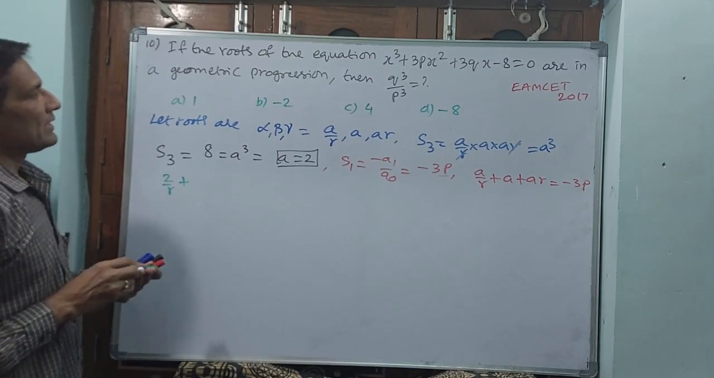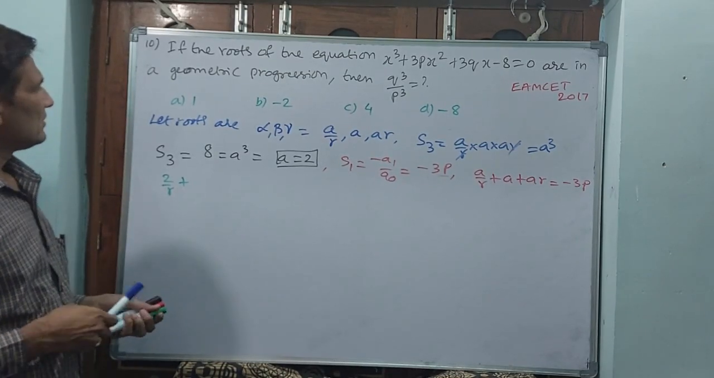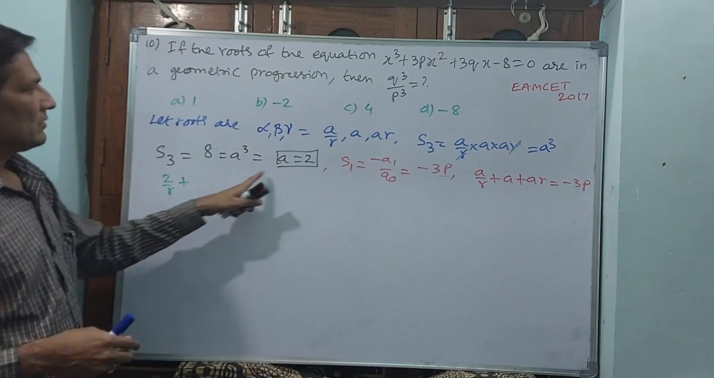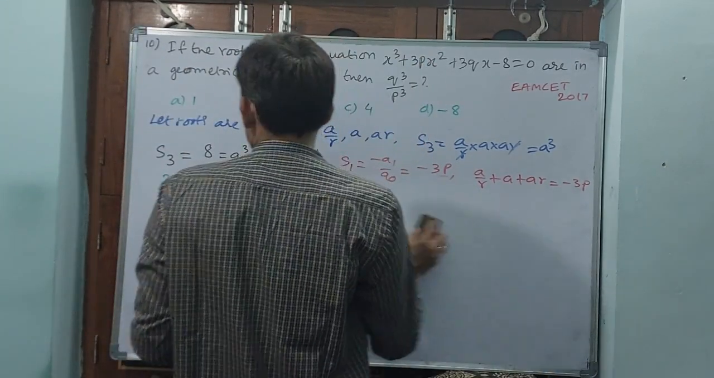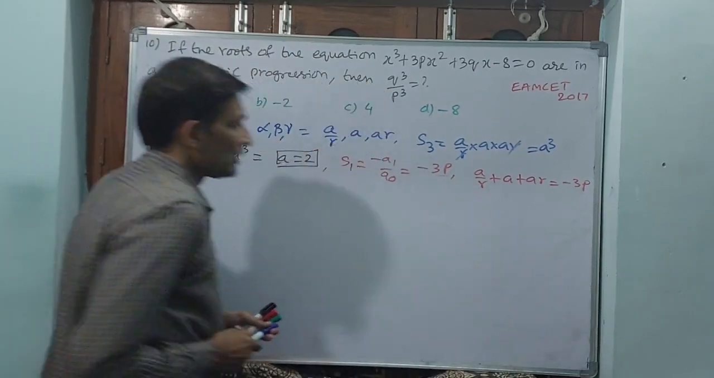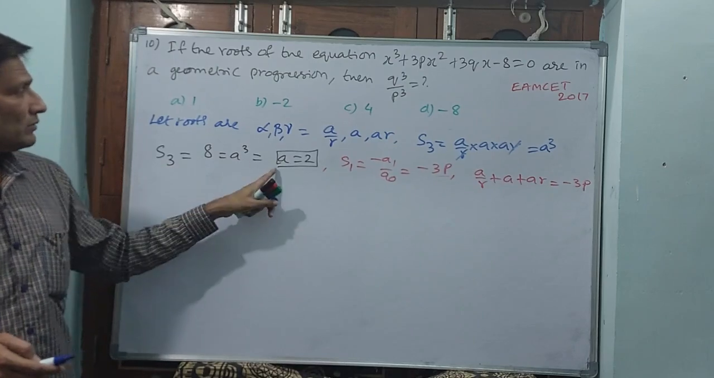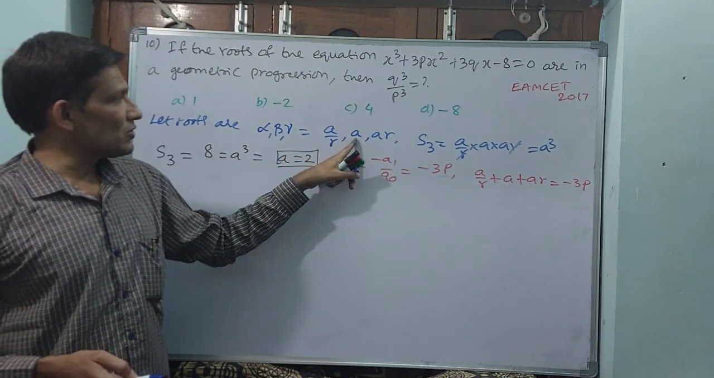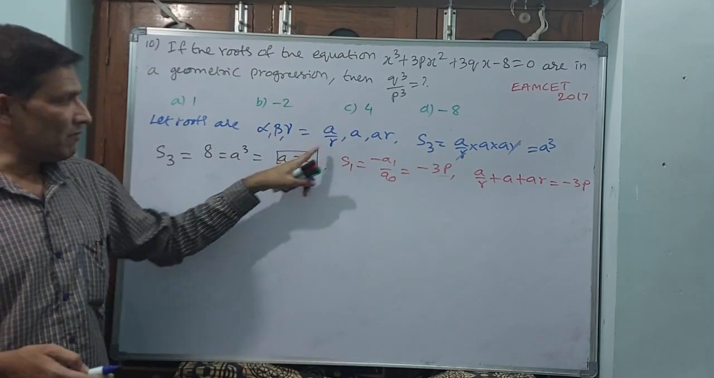Shall we do one thing? Have you got at least one root? Yes, sir. a is equal to 2 is one root. Then you substitute. Why should we bother? Let me do it. See, a is equal to 2 means a is one root. a by r and ar are the other roots. a is beta. One root you have got is 2.